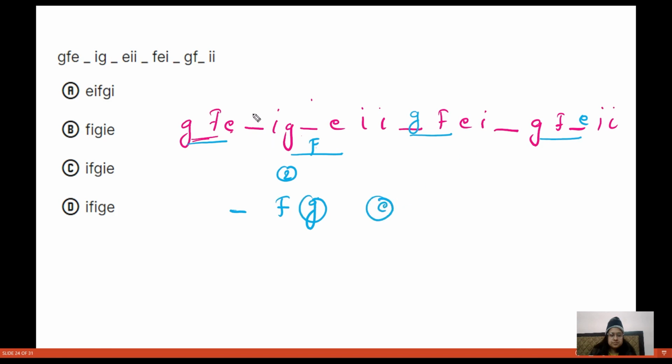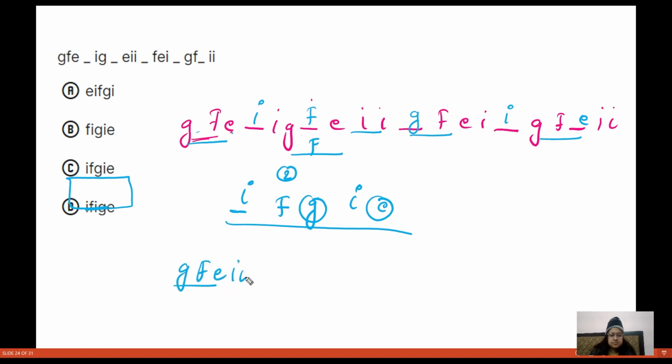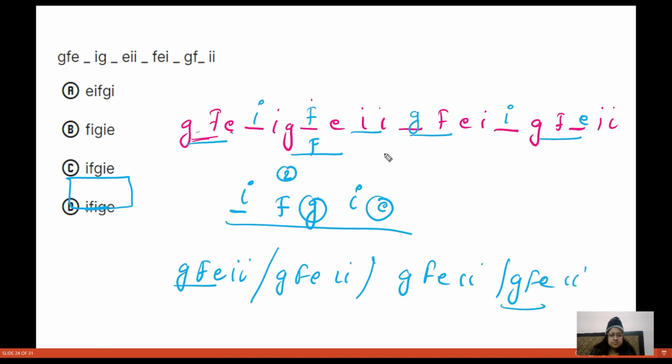And now I know this one also. Why? Because if I put GFE here, I get II. I put GFE here, I get II. I put GFE here, I get II. So this should be I and this should be I. This became very apparent: GFE, II, GFE, II, GFE, II, and GFE, II, because of this G. This G was everywhere, so I got it.